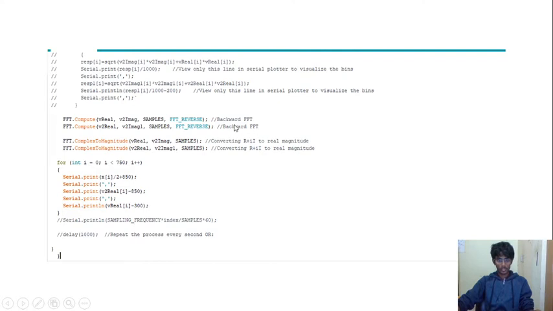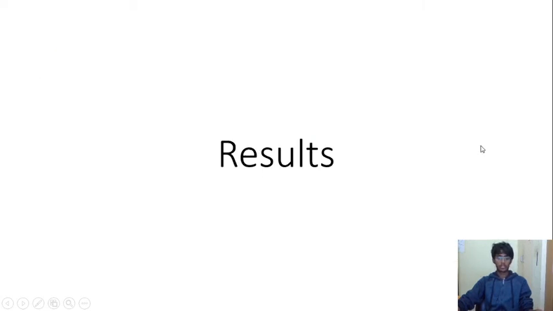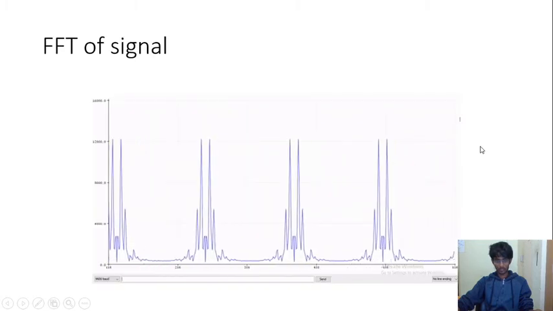Now here we are computing the reverse FFT. One is for the respiratory signal only, and one is for the PPG signal. And then we are converting it to the magnitude, getting the magnitude response. And finally, we are printing all of these. So let's see what results we obtain.